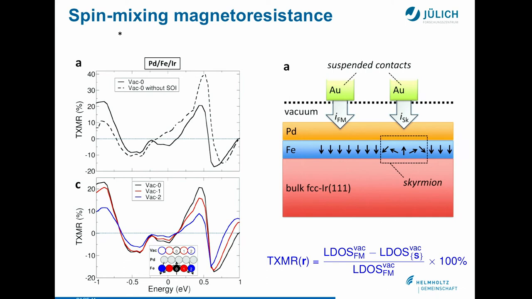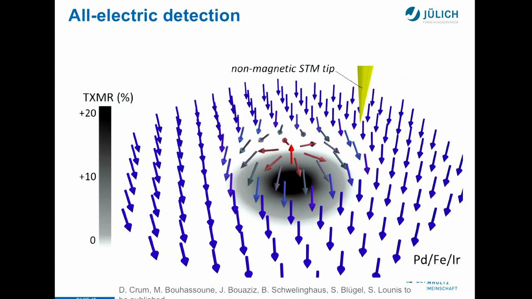And therefore you can develop a number which we call the tunneling spin mixing magnetoresistance ratio, which is, in first approximation, the difference of the electronic structure in the vacuum of the skyrmion state and the ferromagnetic state, divided by the ferromagnetic state, times 100 to get the percent. And then you see here you can vary this tunneling spin mixing magnetoresistance by 20% depending on whether you have a skyrmion or not. And this is totally sufficient to detect the skyrmion.